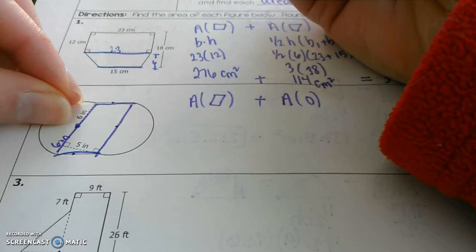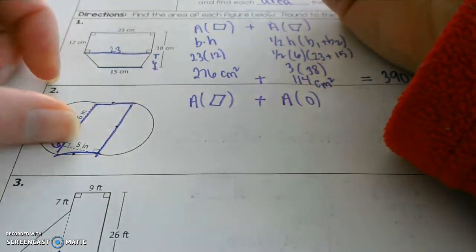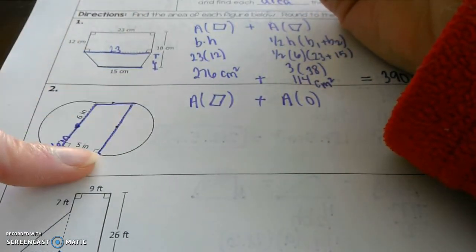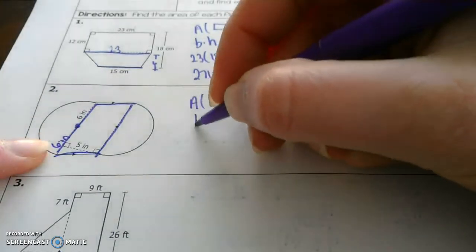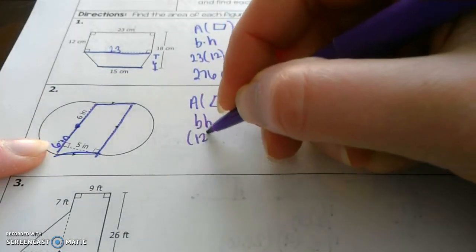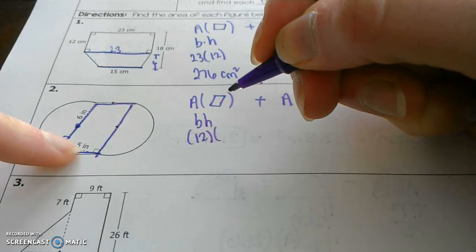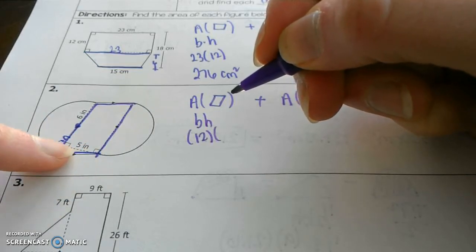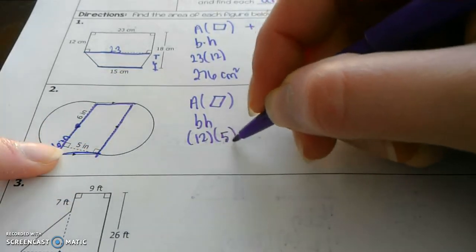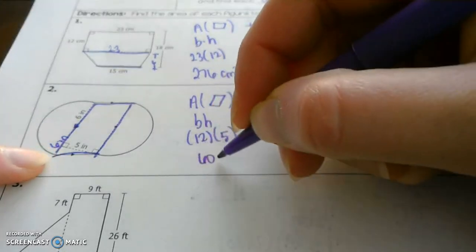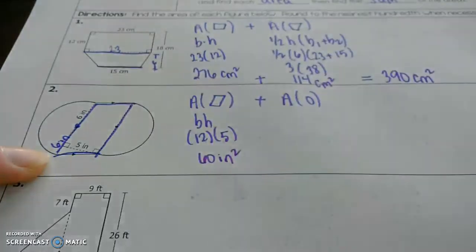6 plus 6 is 12. If you rotate your paper, you see that this parallelogram, the base or bottom, is 12. And the height is the right angle. These dotted lines that make a right angle are the altitude or the height of the parallelogram. Multiply those together, you get 60 inches squared.